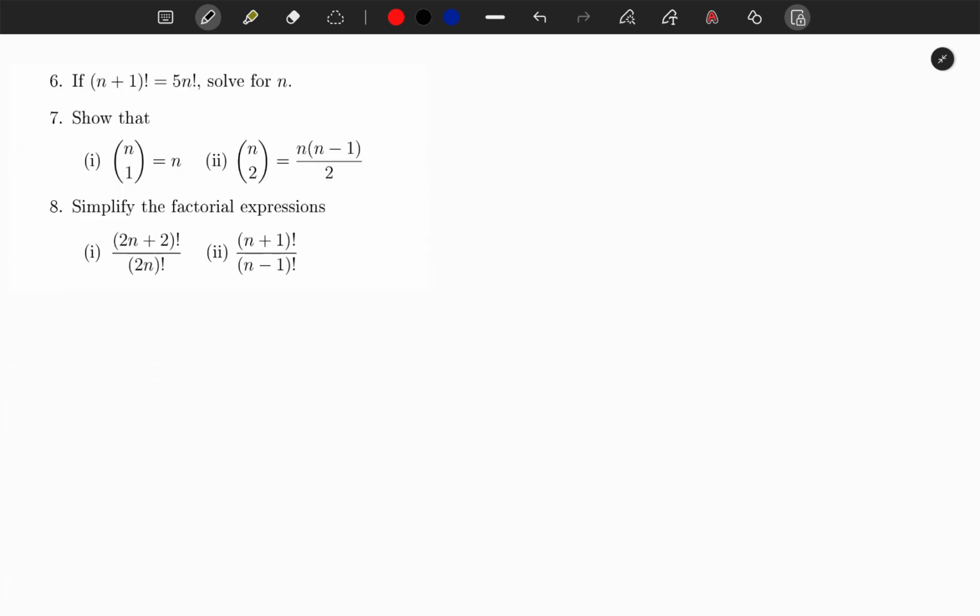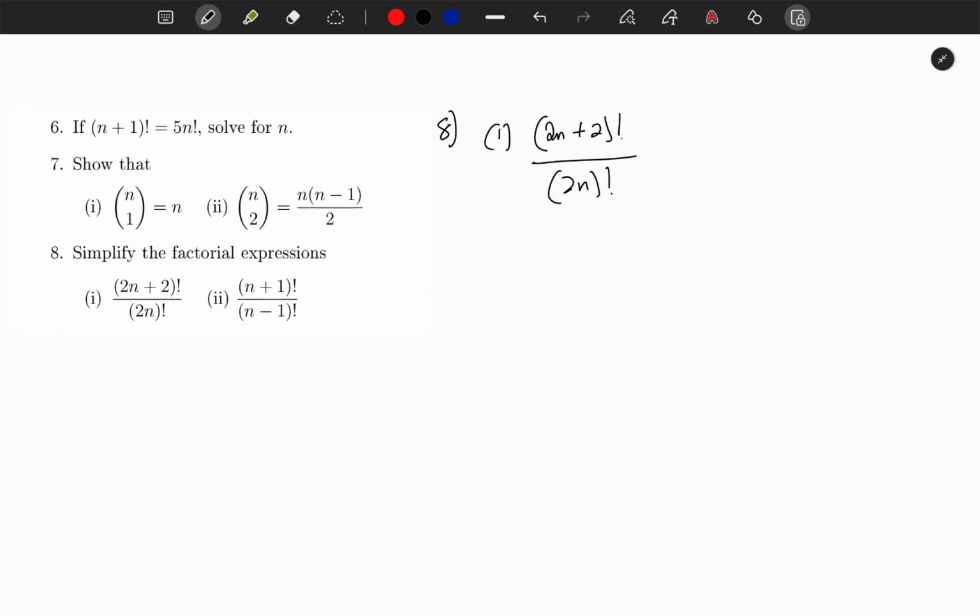All right, next, simplify the factorial. So let's start with number 1: (2n plus 2) factorial over (2n) factorial. How do we simplify that one? All right, so don't worry. It's very easy. We can just keep on decreasing the upper part by 1 until we get to 2n factorial. Let's go.